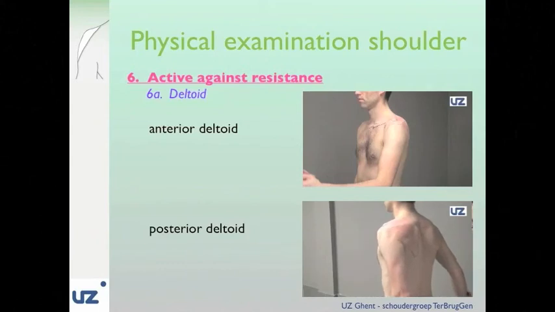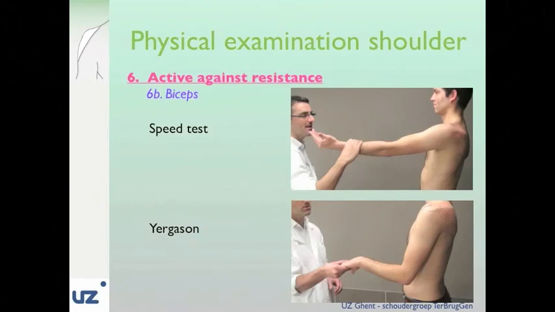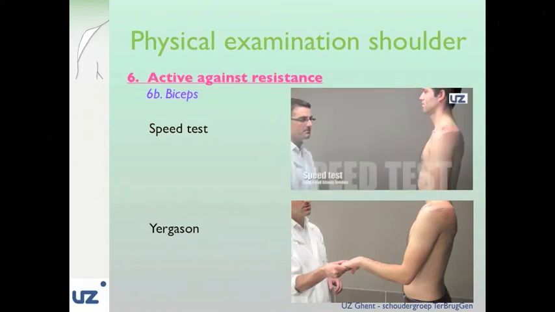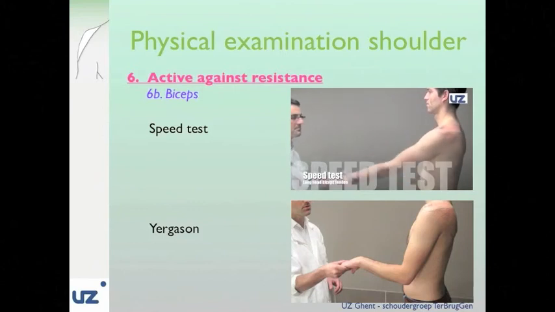Several tests have been described to analyze the involvement of the long head of the biceps. None of these tests are pathognomonic, but they can help you in the differential diagnosis. The biceps is a supinator and a flexor of the upper arm, and these aspects are used in the different tests. First of all, the speed test.